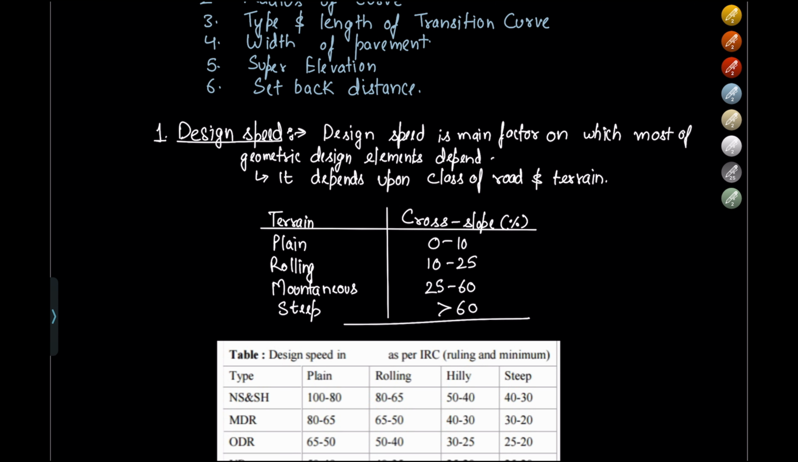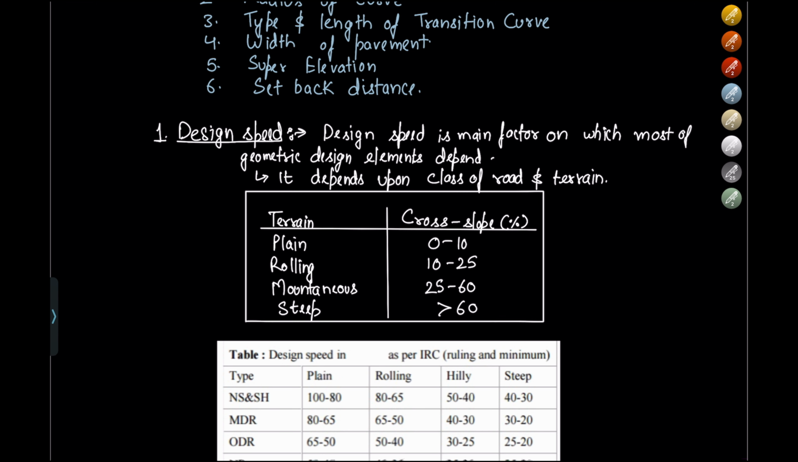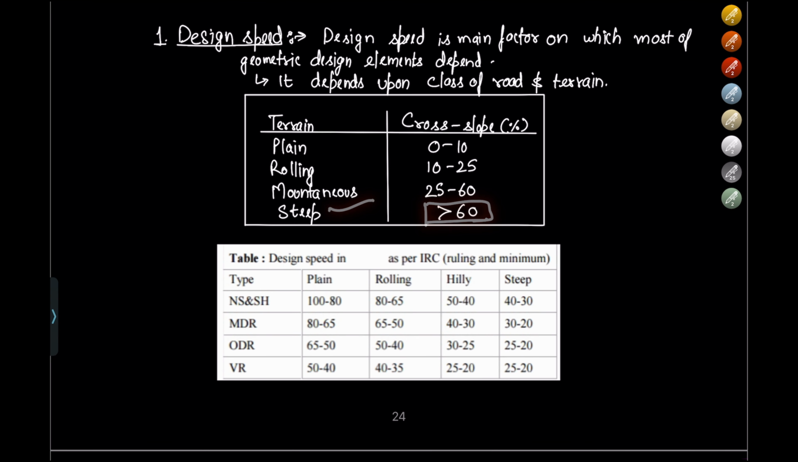Let me put it in a box. If cross slope is 0 to 10%, it is known as a plain terrain. If cross slope is 10 to 25%, it is shown as rolling terrain. If 25 to 60% cross slope is available, it is mountainous terrain, and greater than 60% cross slope, it is a steep terrain. So these are the design speeds in roads as per IRC.